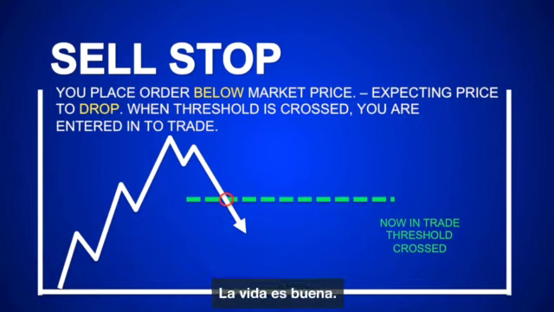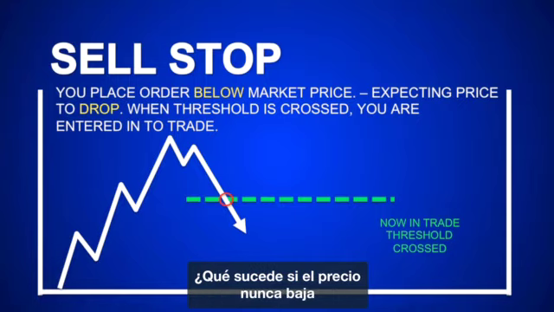Yay, life is good. Now, what happens if that doesn't actually happen? What happens if price never made it down there to that green dotted line? Let's say price kind of was where it was at before, and then it just continued to move higher. I would never be entered into the trade until it crosses that green line, okay?